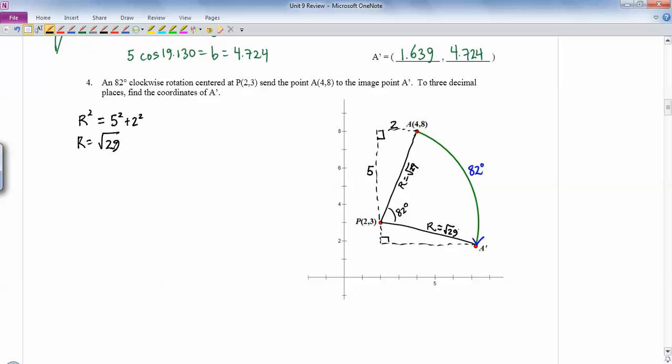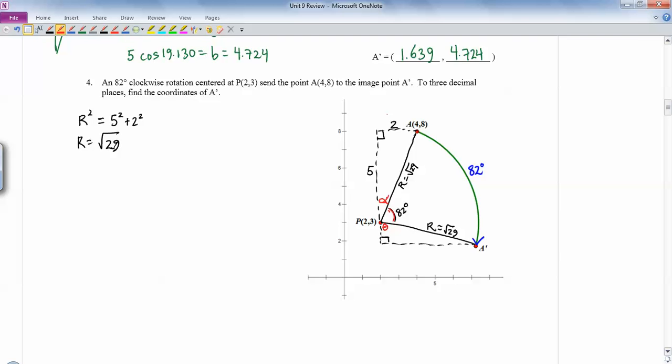So let's see. What else can we solve for? We can solve for an angle. And in this case, the angle that we want is this guy here, right? Alpha. Because if I know alpha, I already know the angle next to it's 82, and then I can solve for this angle right here, which I'll call theta. Ooh, that's a terrible looking theta. That angle. So let's solve for alpha.